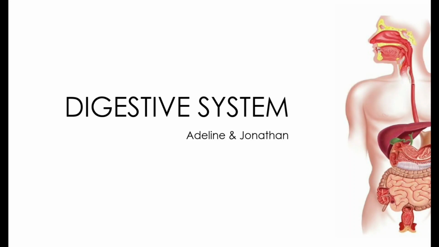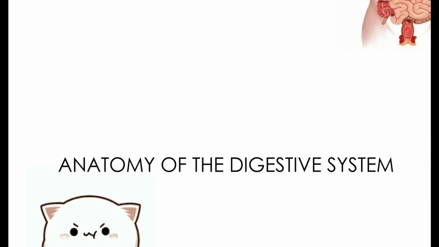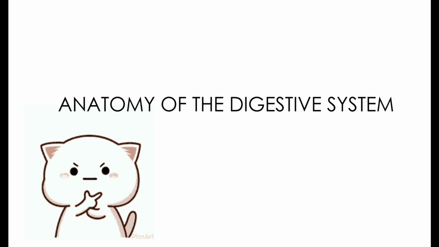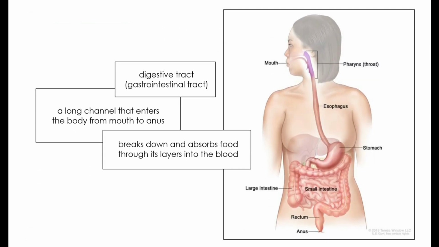So today we will be discussing the digestive system. The first part is the anatomy of the digestive system. The human digestive system consists of the digestive tract, or what in medical language is called the gastrointestinal tract. It's a long channel that runs through the body from the mouth to the anus. This channel digests, breaks down, and absorbs food through its layers into the blood.